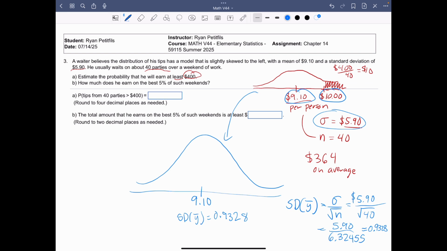So let me just write them down so I don't forget. It's $9.10 on average with the standard deviation of 0.9328. So that's like $1 difference per person on average. Some people tip $1 more, some tip $1 less. And then I want to find my y value. What's the probability that I get $10 or more per person?